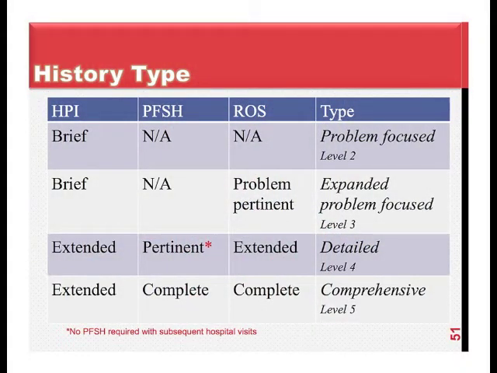Now, this is chart forms. It helps you figure out where we're going. Again, for a brief history, you don't need your past, family, social. You don't need an ROS. This is a problem-focused, what's called a level 2 visit. This is a very low level. You probably aren't going to use that much. Okay, for brief, you don't do the past, family, social, but you do a problem pertinent ROS. That takes you to an expanded problem focus, which is level 3, which is probably where you're going to be a lot of the time.